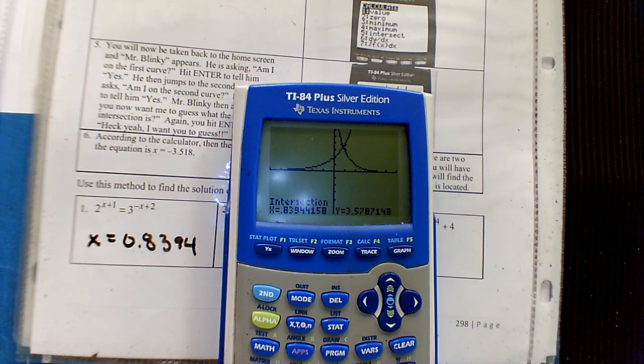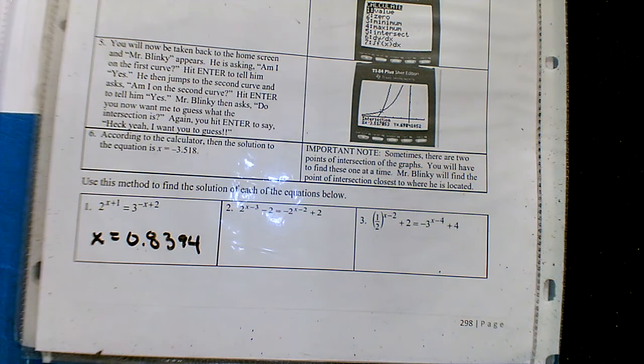Do you guys think you can do the other 2 examples? Graph them, try to find the intersection point. See how you do. Try 2 and 3.